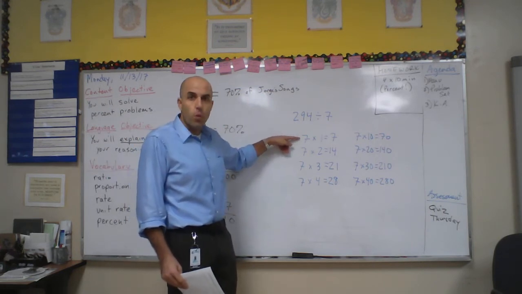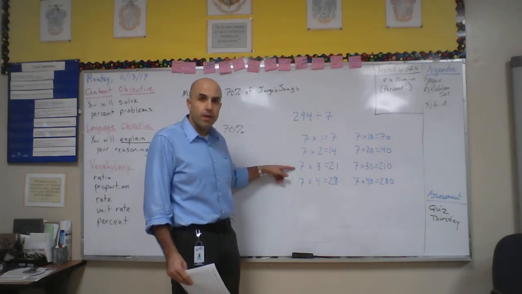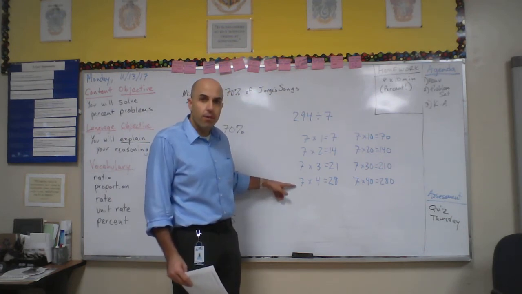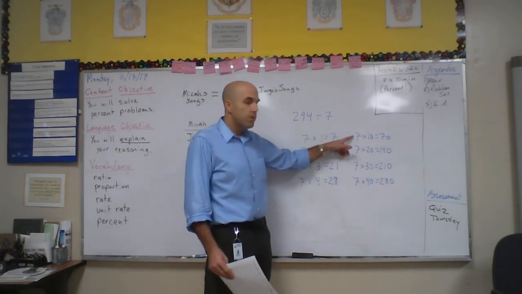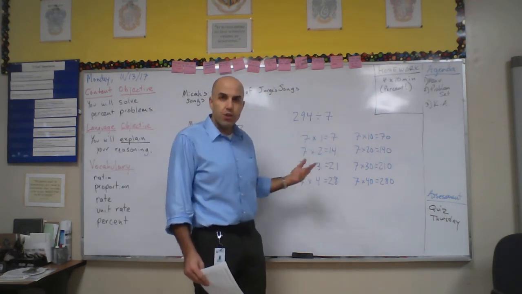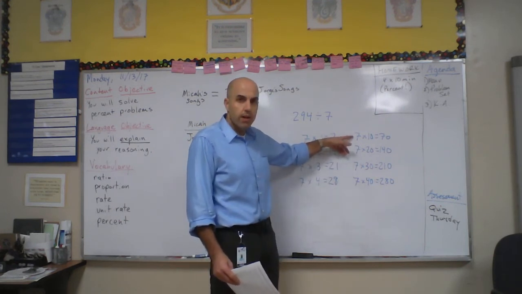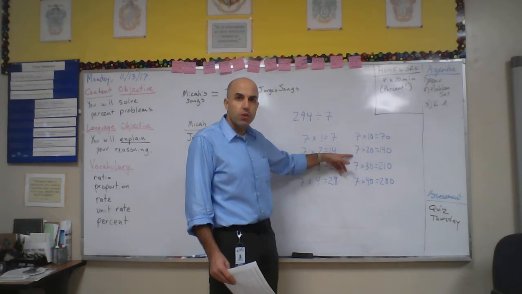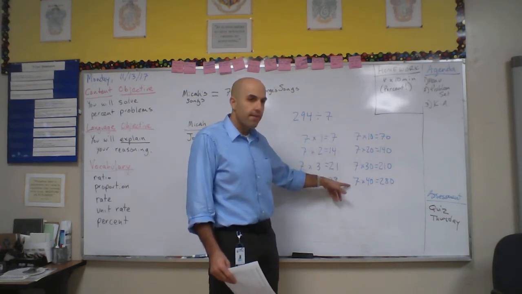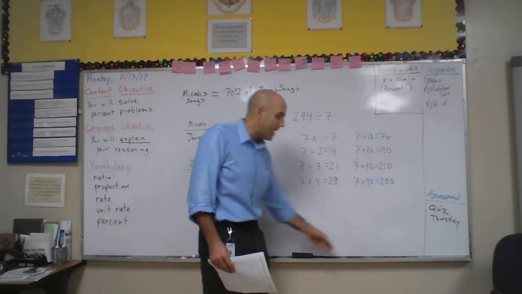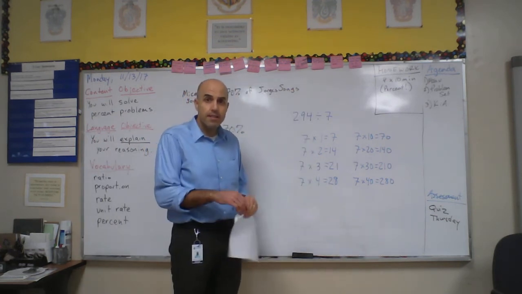I know 7 times 1 is 7, 7 times 2 is 14, 7 times 3 is 21, 7 times 4 is 28. But I also know that if I multiply all of those by 10, I'm really just adding another place value here. So 7 times 10 is 70, 7 times 20 is 140, 7 times 30 is 210, and 7 times 40 is 280. Again, that's just all mental math. I'm doing that in my head because I know my 7s times tables.